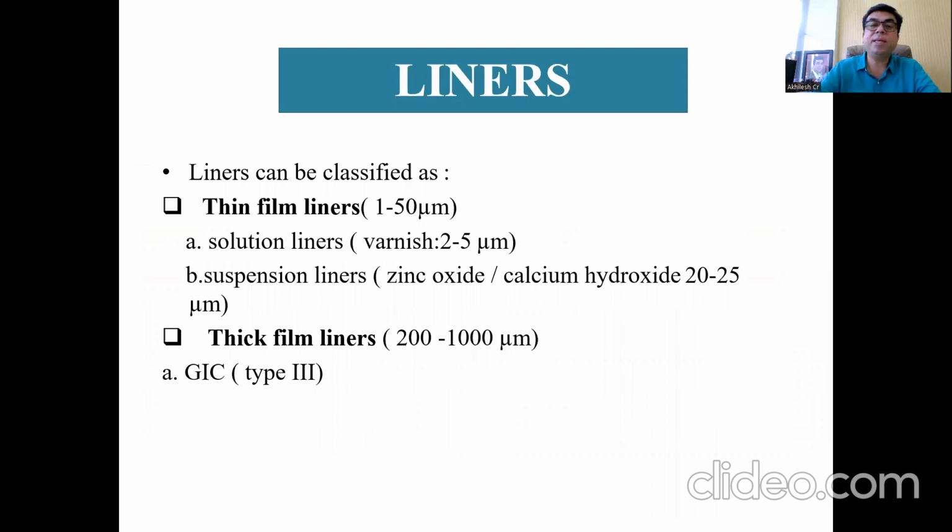What are liners? Liners can be classified into 2 types: thin film liners and thick film liners. In thin film liners, we have solution liners and suspension liners. What do you mean by solution liners? Solution liners are varnishes with 2 to 5 microns, and suspension liners are zinc oxide or calcium hydroxide, which have 20 to 25 microns. Whereas thick film liners are 200 to 1000 microns. An example is GIC type 3.